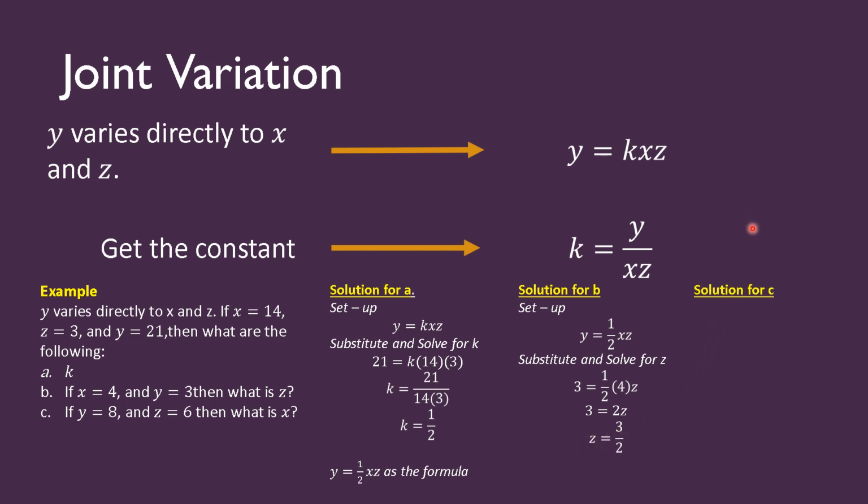So another problem would be if y is equal to 8 and z is equal to 6, then what is x? So let's have the setup. Y is equal to 1 half xz. Substitute and find the value of x. So 8 is equal to 1 half times x times 6. Multiplying 1 half and 6 will be 3x. So solving for x, 8 thirds. So the value of x whenever y is equal to 8 and z is equal to 6 is 8 thirds.